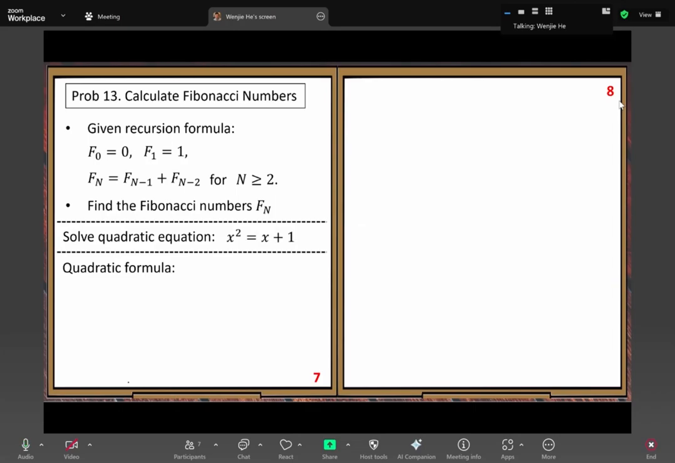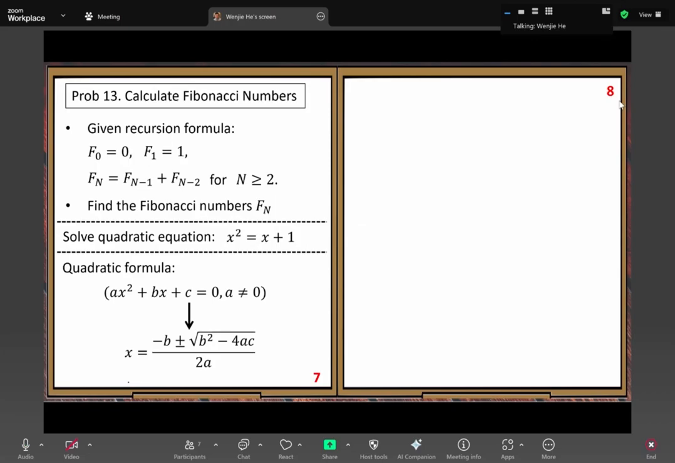Quadratic formula. Let me just recall the quadratic formula. When we solve this standard quadratic equation, we assume a cannot be 0. Otherwise, it's not a real quadratic equation. So we want to solve a real quadratic equation. The formula gives two possible solutions: negative b plus or minus, plus for solution 1 and minus for solution 2, the square root of b squared minus 4ac, then the whole thing over 2a.